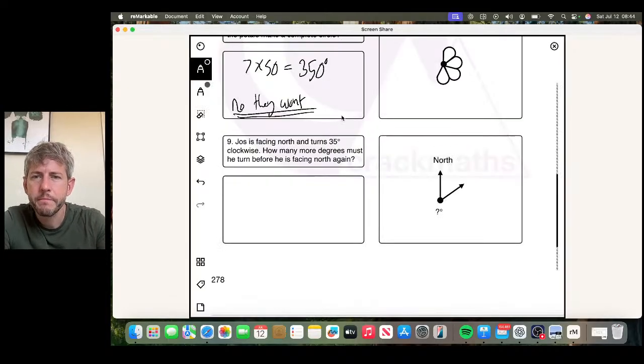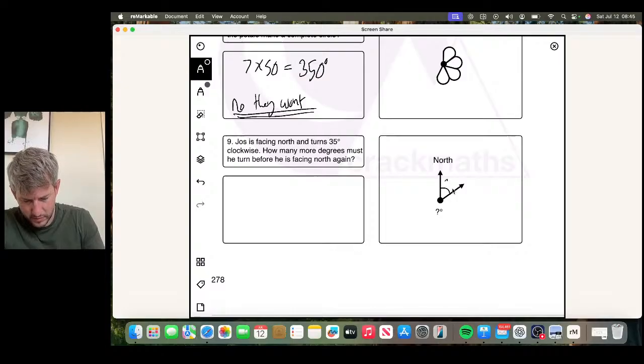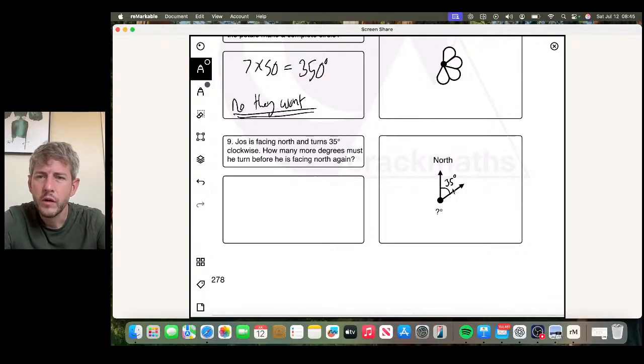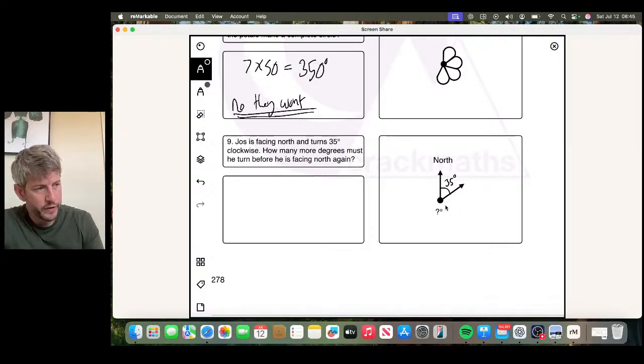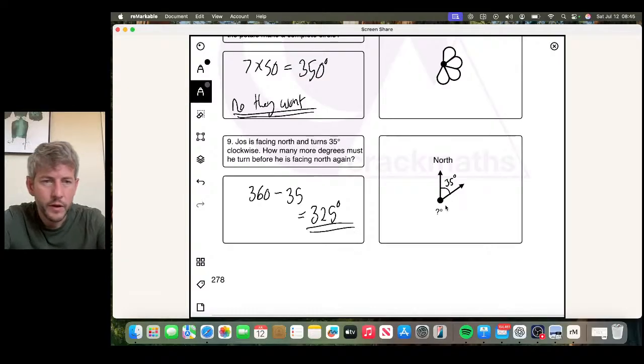Question 9. Joz is facing north and turns 35 degrees clockwise. So that's this bit here. How many more degrees must he turn before he is facing north again? The full turn is 360, 360 take away the 35 will be 325 degrees.